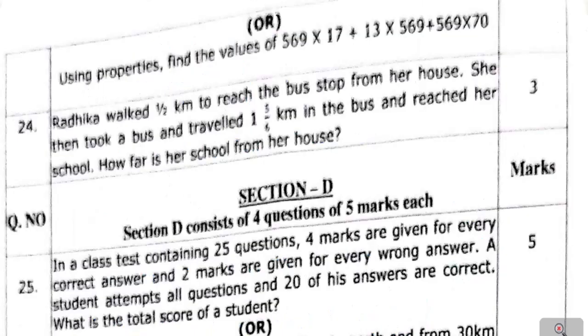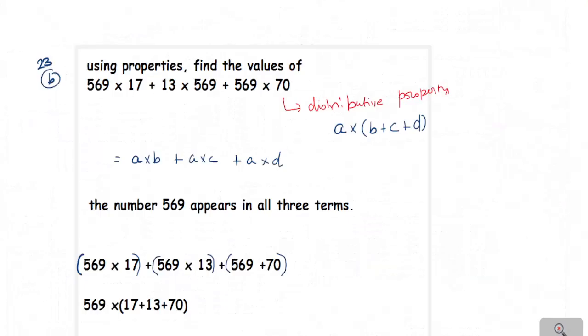Next question. Using the properties, find the value of 569 into 17 plus 13 into 569 plus 569 into 70. To find the solution, you have to use the property. This is the ultimate aim of this question. So what is the property? This is the distributive property. We can use it to find the value. So what is the distributive property?